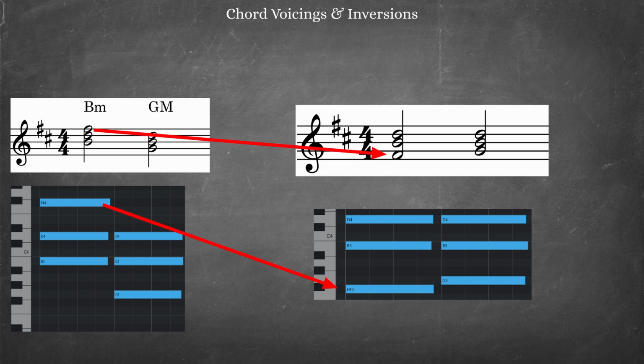Here I'm moving the top note, the F sharp, down an octave. It's now the lowest note of the chord. This is a second inversion chord now. The voice leading is much smoother, with only the lowest note needing to move by step.